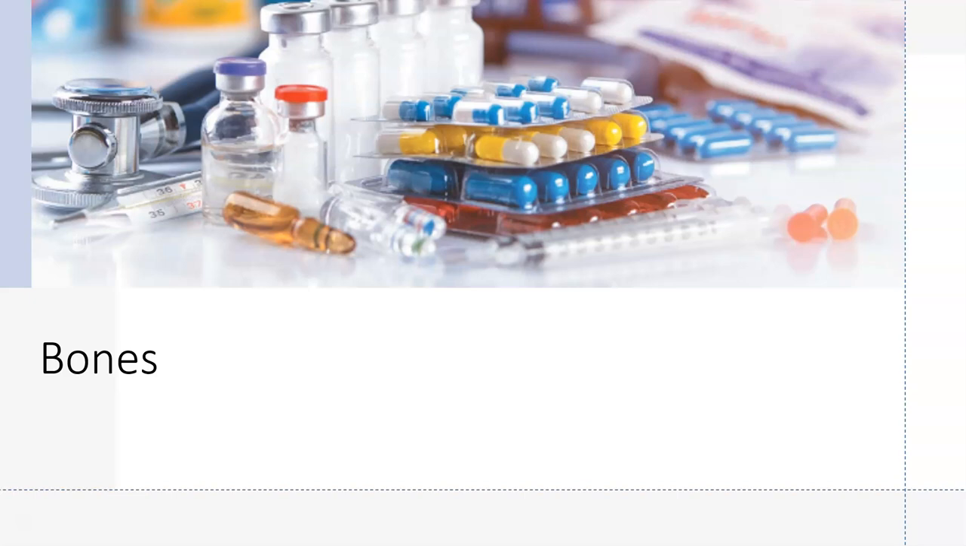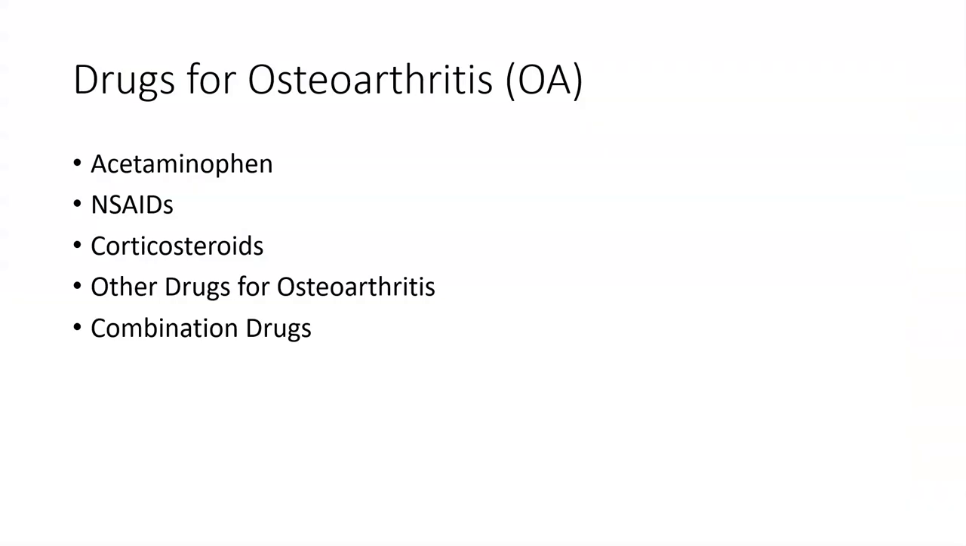Now, the musculoskeletal system is composed of two interconnected body systems, the muscles and the bones. And next we're going to talk about the bones. So although mature bone is hard, it is also a living tissue and undergoes changes. Diseases that affect bones include osteoarthritis, rheumatoid arthritis, and osteoporosis.